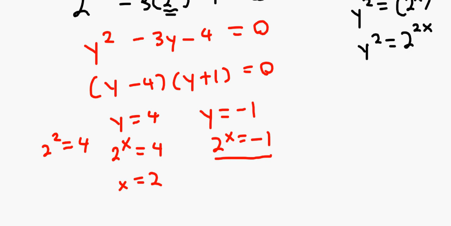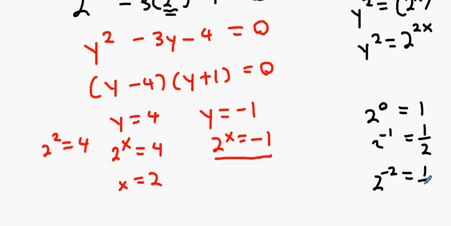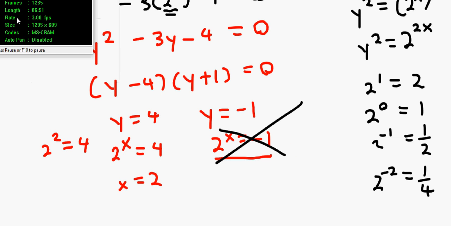Right, let's use a bit of logic. What's 2 to the power of 0? What's 2 to the power of minus 1? A half. What's 2 to the power of minus 2? What's 2 to the power of 1? There's never, ever, ever any minus answers. Ever. So, therefore, the only answer is x equals 2. Alright. Okay.